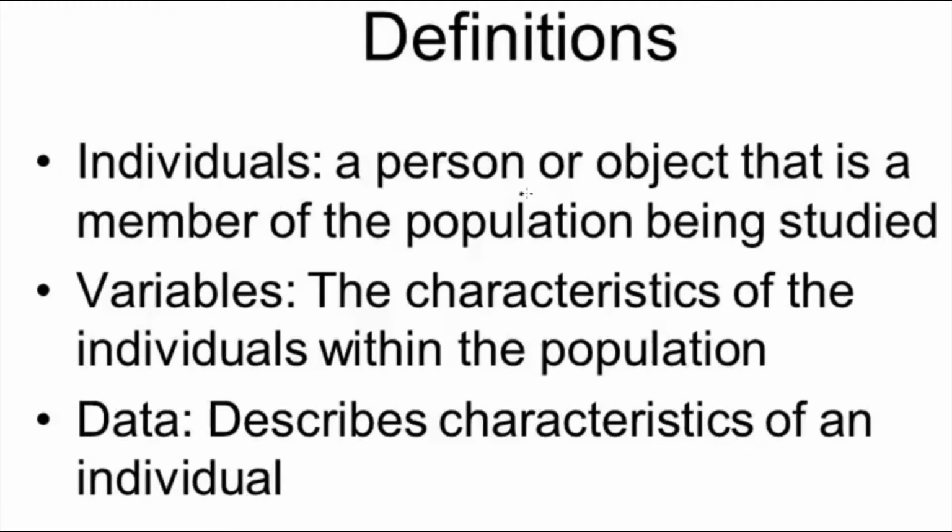Definitions. Individuals: a person or object that is a member of a population being studied. Variables: the characteristics of the individuals within the population. Data describes the characteristics of an individual.